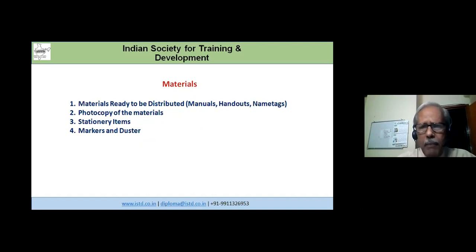Like if there are manuals to be distributed to them, handouts to be distributed, name tags for the trainees, those are to be made ready beforehand, so that they can be transported on the day of the training, or can be supplied even before that. So things should be ready. Number one, they should be available. Number two, there should not be any disturbance to the training process from people coming and going. So the manuals, handouts, name tags, and materials are to be ready beforehand.